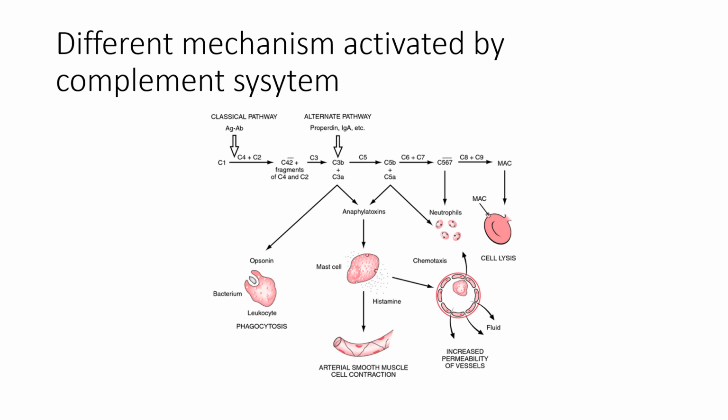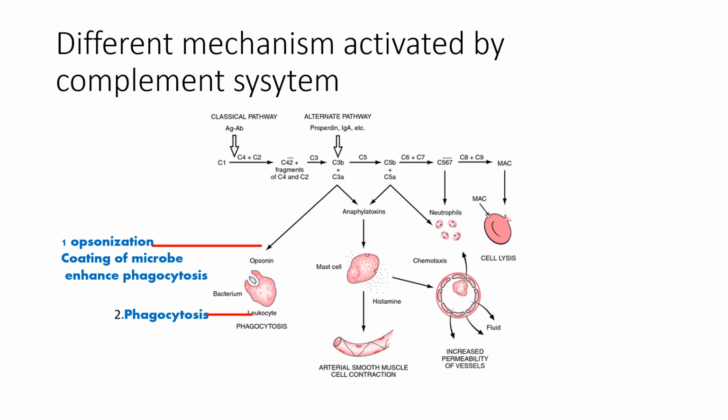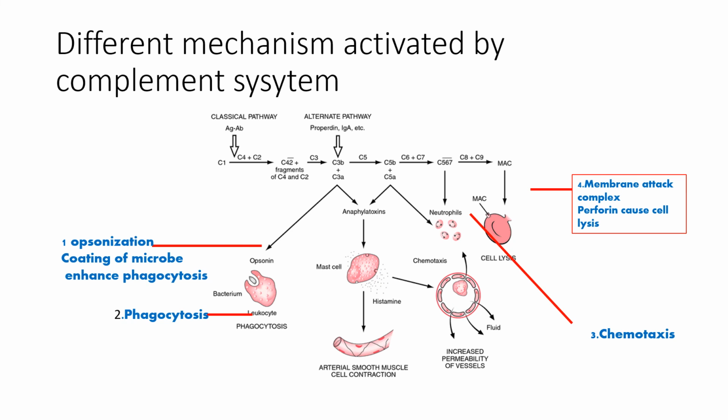This slide represents a summary of events that occur during complement activation. First is opsonization, or the coating of a microbe to enhance phagocytosis. Then we have phagocytosis as explained earlier. Then chemotaxis, also promoted by certain factors such as C5a and b, which cause chemotaxis. Then the membrane attack complex, which is formed by C5 to C9. They cause the formation of perforin, and this perforin causes cell lysis. Then inflammation can be caused by factors such as C3a and C5a.